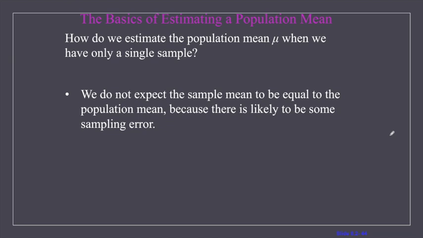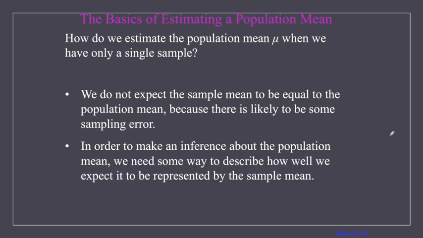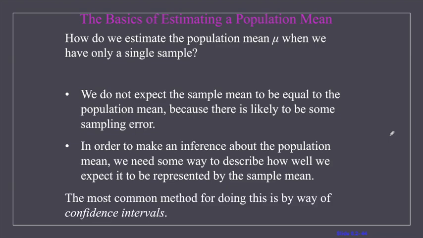We do not expect the sample mean to be equal to the population mean because there's likely to be some sampling error. So in order to make an inference about the population mean, we need some way to describe how well we expect our population mean to be represented by the sample mean. The most common method for doing this is the way of confidence intervals.